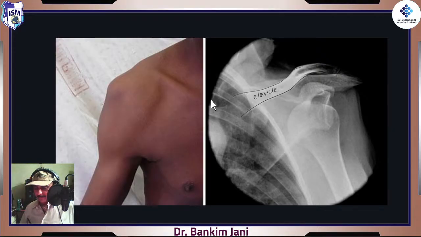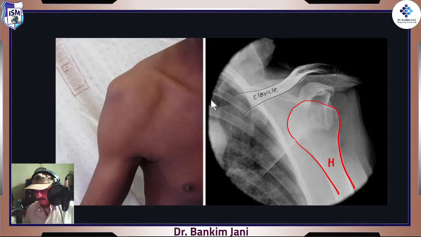Now, can you identify the humerus? Yes, we can. Change the color. This is the head. Then I'll erase these lines, but right now just try to see this. And it goes like this, and that's the humerus. Okay, so I'll just write H.